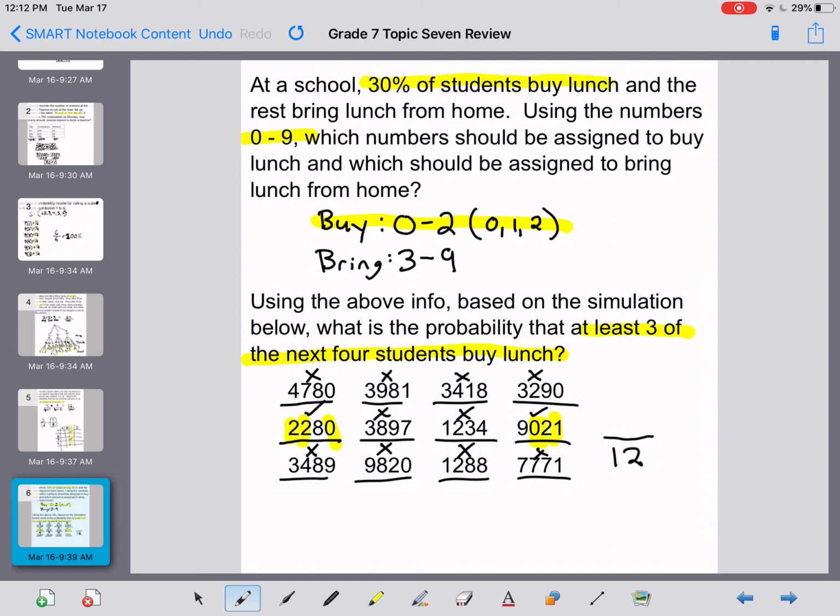7771, that's no good. So I just look to see how many checks I have. I have 1, 2. So it'd be 2 out of 12. Or I can simplify that to be 1 over 6. So based off of the simulation, the probability that at least 3 of the next 4 students buy lunch is 1 out of 6.